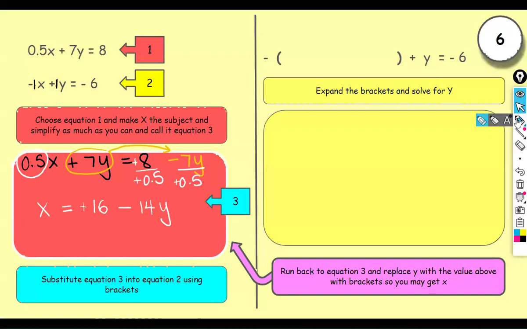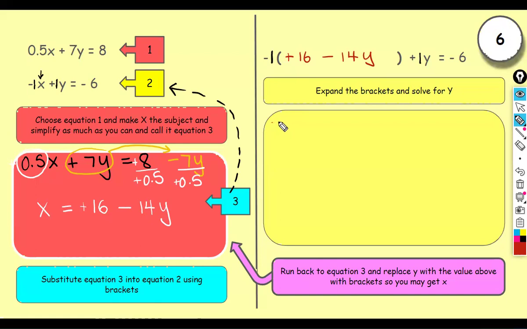Remember over here, the -1, I should have put in more 1s just now. That is this and this. So we go to equation 2 as usual. Look at this x here. Replace it with positive 16 minus 14y. And then you just take your time and multiply out the brackets.